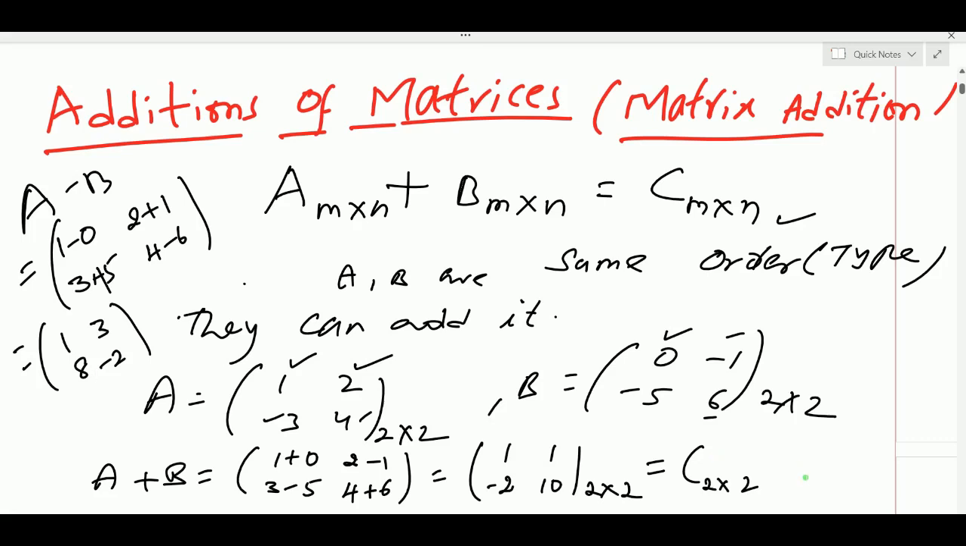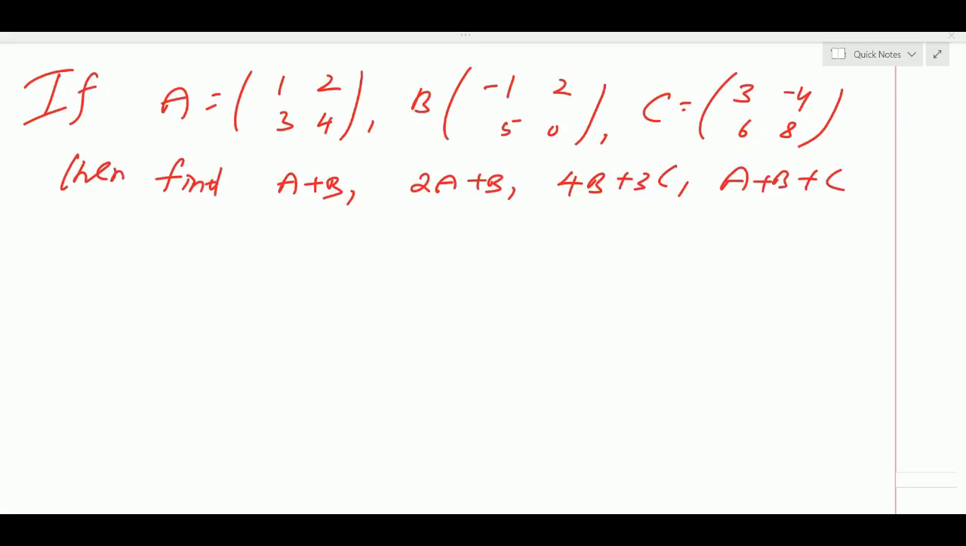Okay, I will do some questions on these additions of matrices. I will go through some more questions with you. Okay, please wait. Look at this example. If A, B, C are the three matrices of order 2 by 2, then find A plus B, 2A plus B, 4B plus 3C and A plus B plus C.